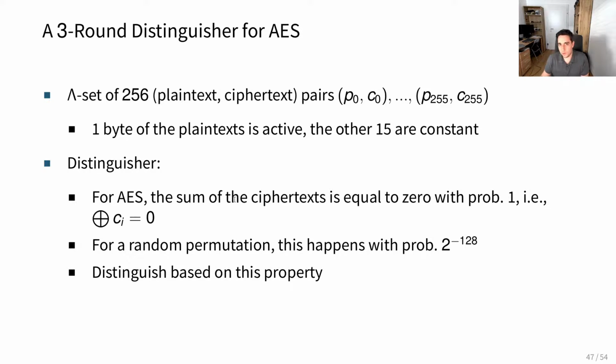And what is the probability for a random permutation? Well, it happens only in 1 out of these block size cases. So we have a probability of 2 to the power of minus 128, at least if we focus on a 128-bit block size, as is the case for the AES. So what we can do now is distinguish 3-round AES based on this property. This is the idea of this saturation attack or integral attack.